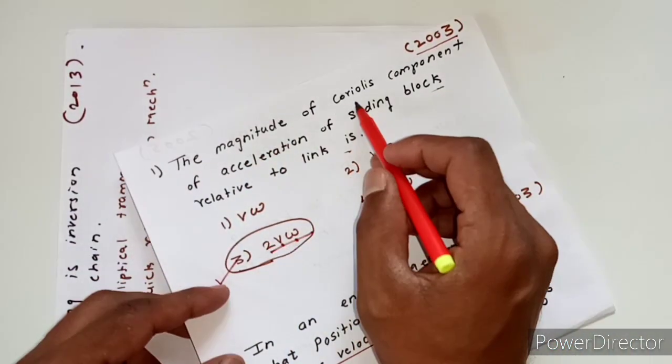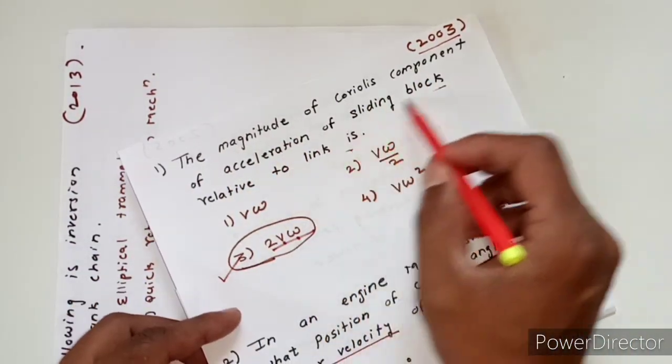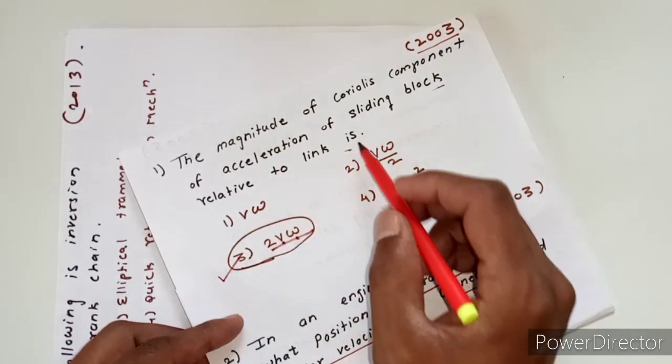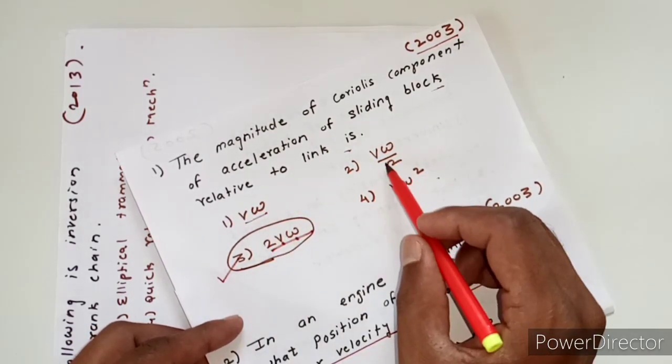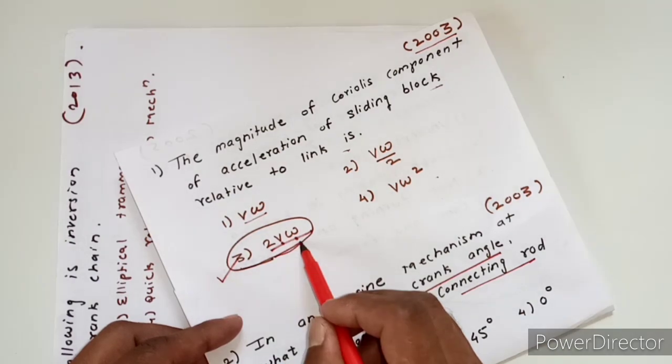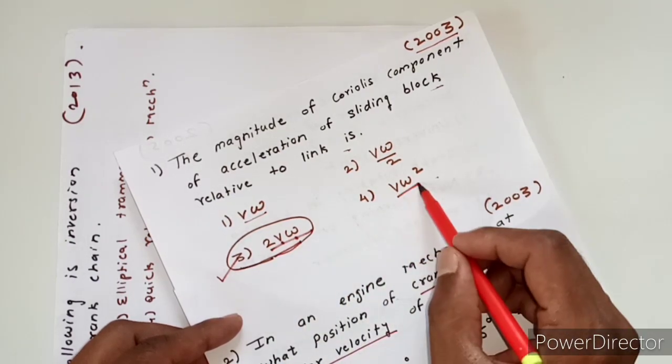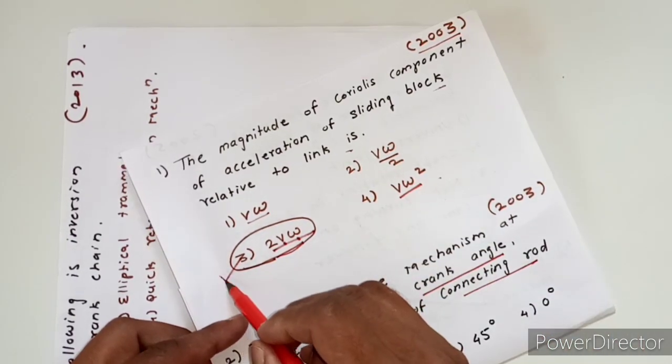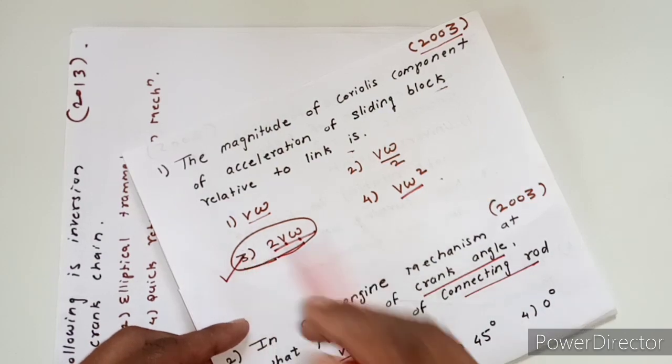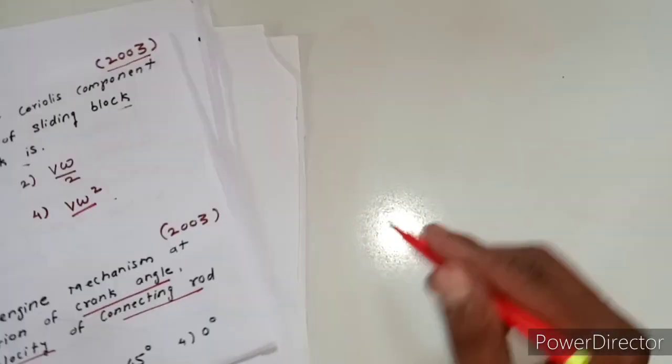The magnitude of Coriolis component of acceleration of sliding block relative to link is: V into omega, V omega by 2, twice V into omega, or V omega square. The correct option is option number 3, twice V into omega.